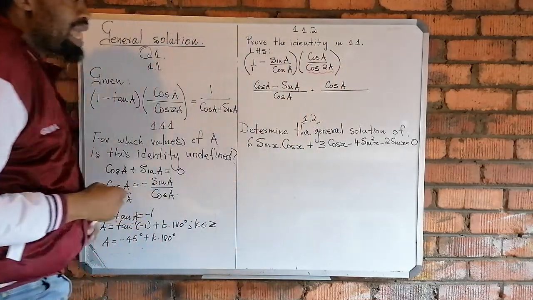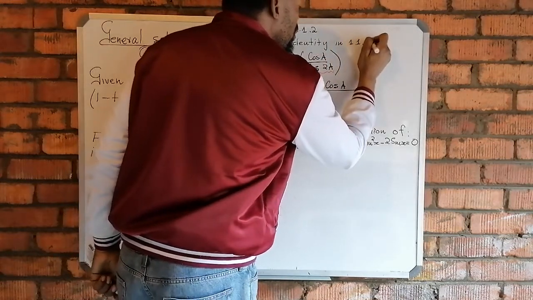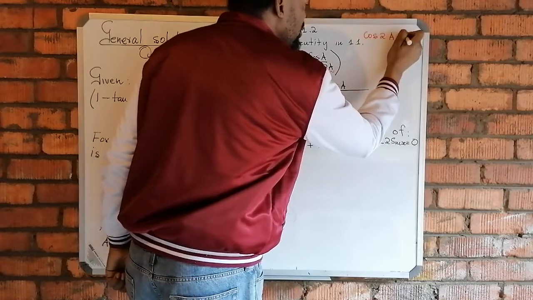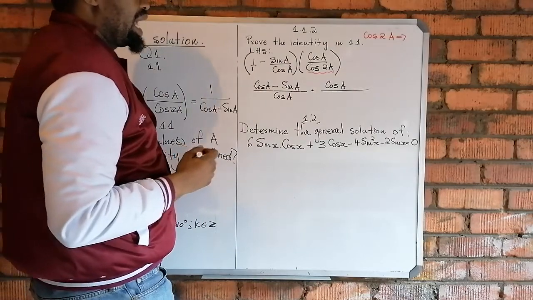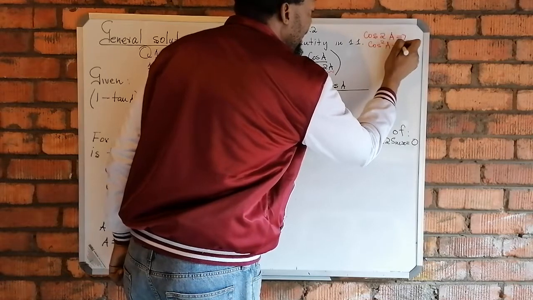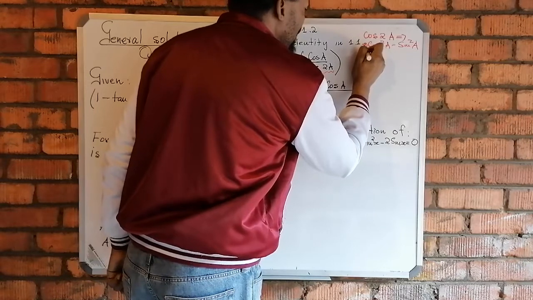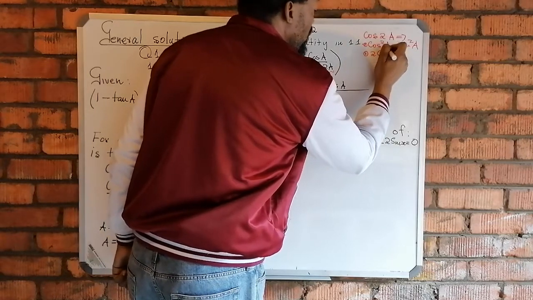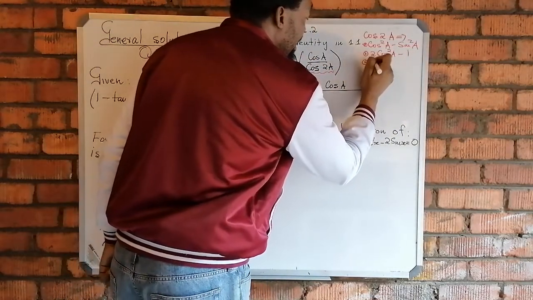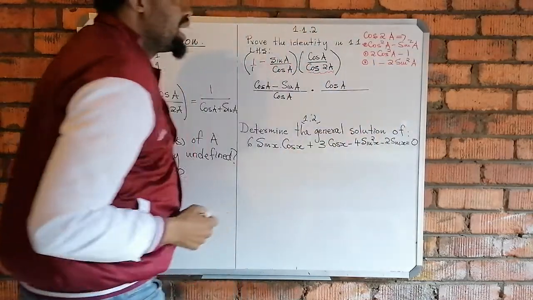That is a double angle identity. And remember, cos 2A is actually equal to 3 expressions. That is cos squared A minus sine squared A. It is the first one. The second one is 2 cos squared A minus 1. The third one is 1 minus 2 sine squared A.